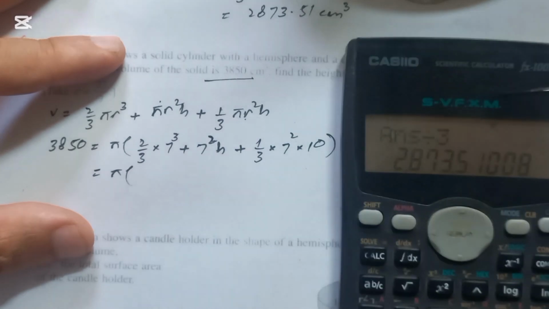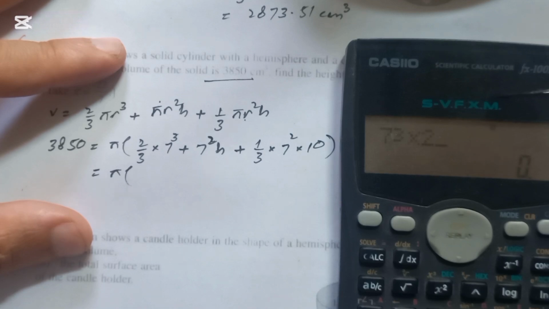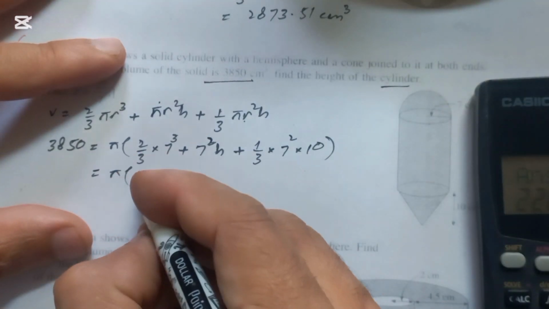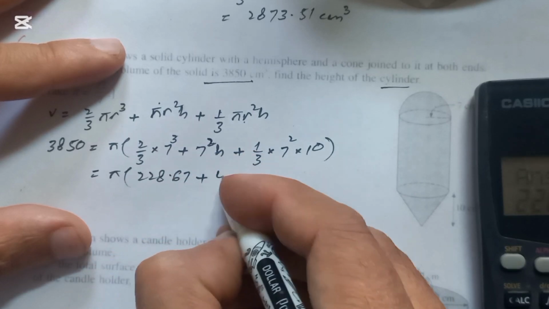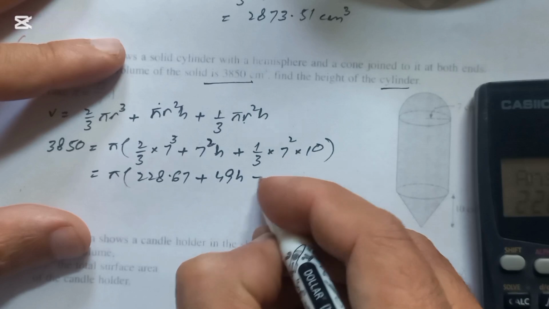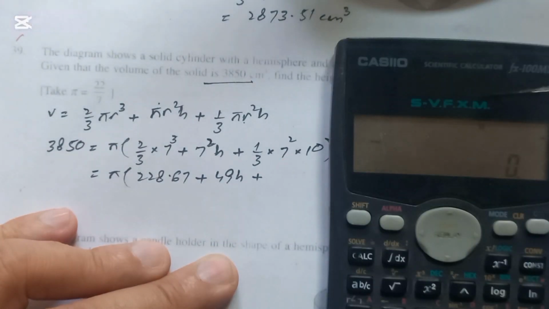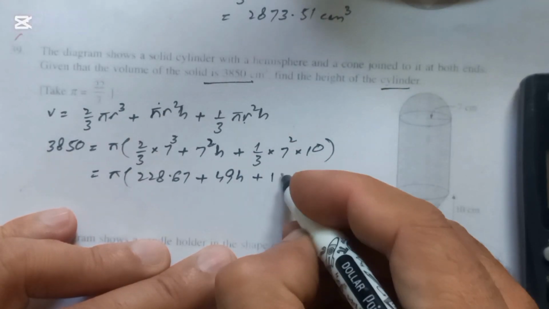7 cube multiplied by 2, divided by 3, answer is 228.67. This will be 49h plus 490 divided by 3. 490 divided by 3 will be equal to 163.33.